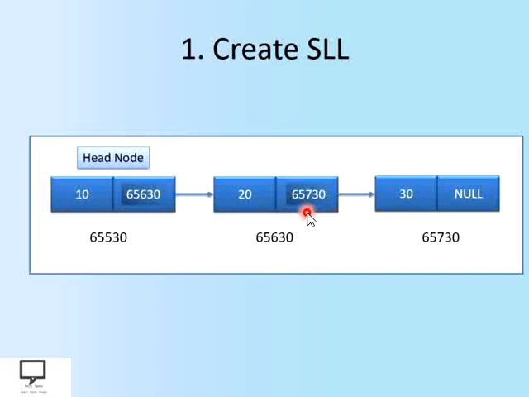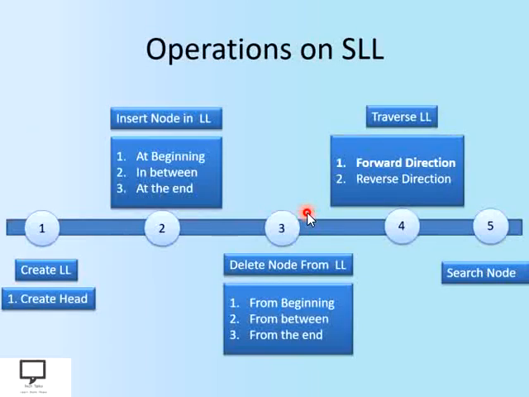So in this way you can create a singly linked list, which is created by creating nodes one by one. Now let's move forward to the next operation. The next operation is nothing but traversal of a linked list.